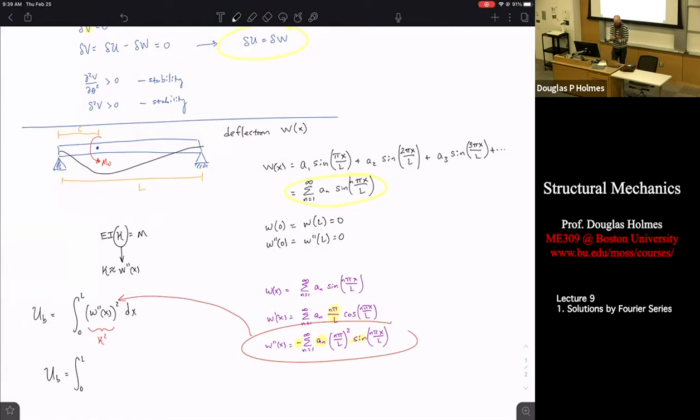There should be a bending rigidity stuck outside here. Sorry. All right, now we're going to square our term here. It's a little bit messy, but do it.